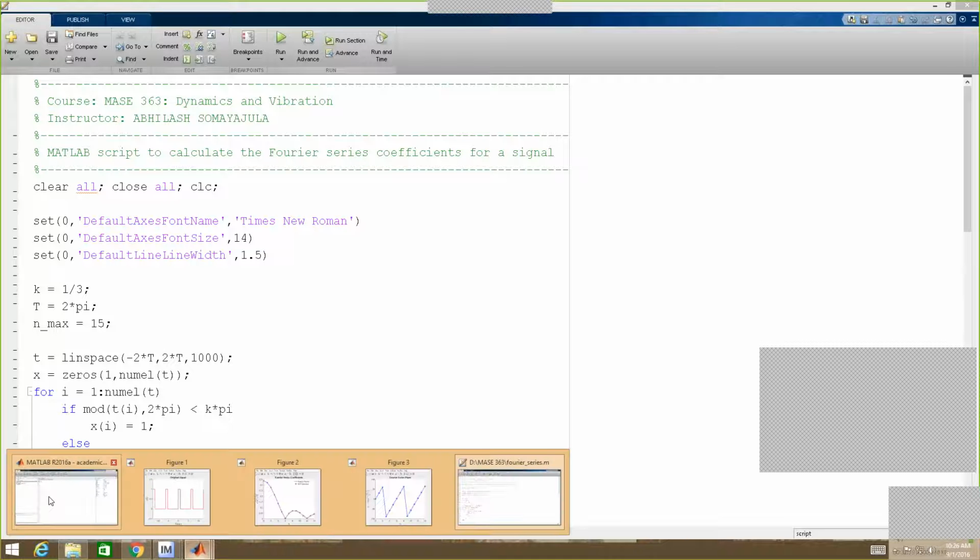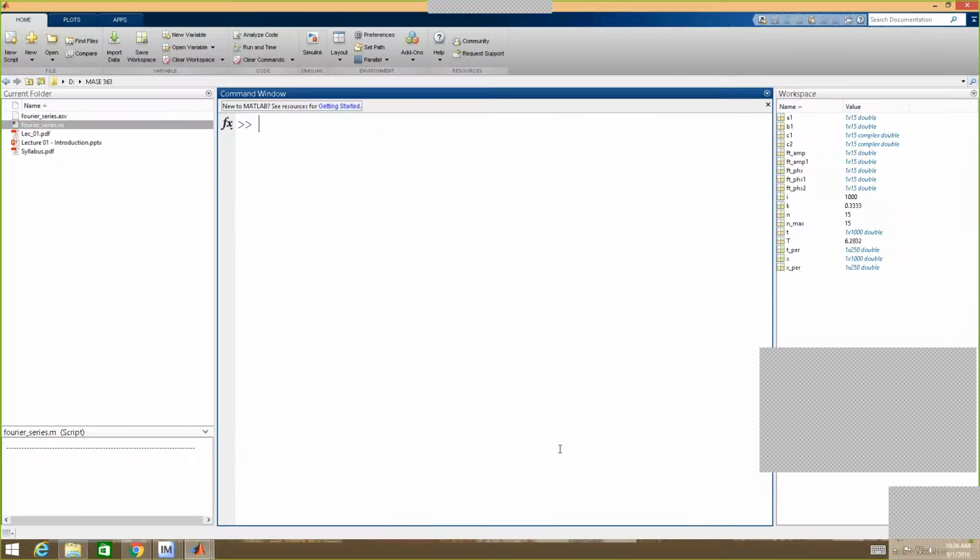I'm guessing all of you are familiar because most of you have taken the course on what you call applied numerical methods, right?